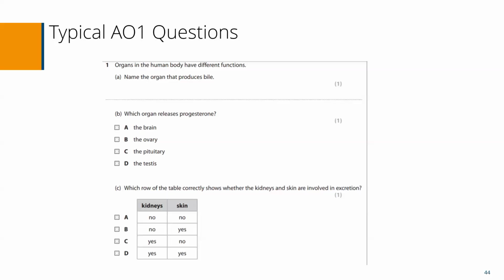So you've got to be able to systematically go, right, which row of the table correctly shows whether the kidneys and the skin, yes, there's 2 columns there, kidneys, skin, excretion. So have the kidneys got anything to do with excretion? Yeah, they have. Has the skin got anything to do with excretion? Yeah, that's sweating and stuff like that. I remember my teacher doing that. Right, okay. So they're both involved.